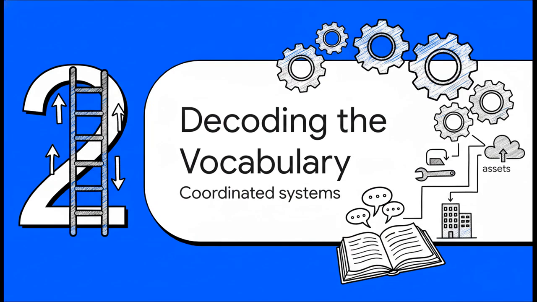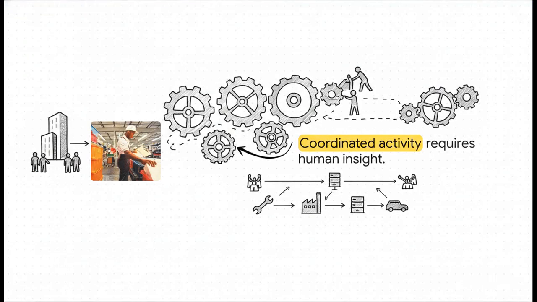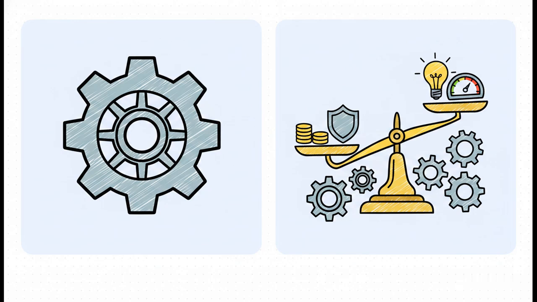Moving right along to Section 2, decoding the vocabulary. From owning things to coordinated systems. Because look, having an asset is one thing, but taking coordinated action across an entire organization to actually extract value from it, well, that requires deliberate human effort. It is absolutely not passive. You don't just buy something and cross your fingers and hope for the best. We've really got to draw a line between the static entity, the asset itself, and asset management. The standard defines asset management as the coordinated activity of an organization to realize value from assets.